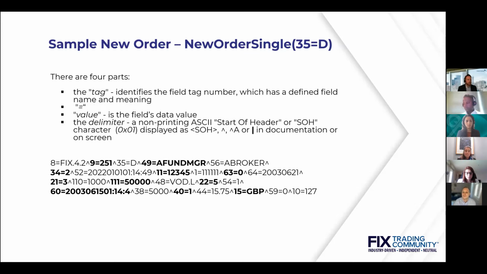There are 4 parts to a FIX message. Firstly, the tag, which is a number that represents a particular field name and meaning. An equal sign, the data value of the field, and then finally a delimiter, which is a start of heading character, usually shown as a hat or a pipe.